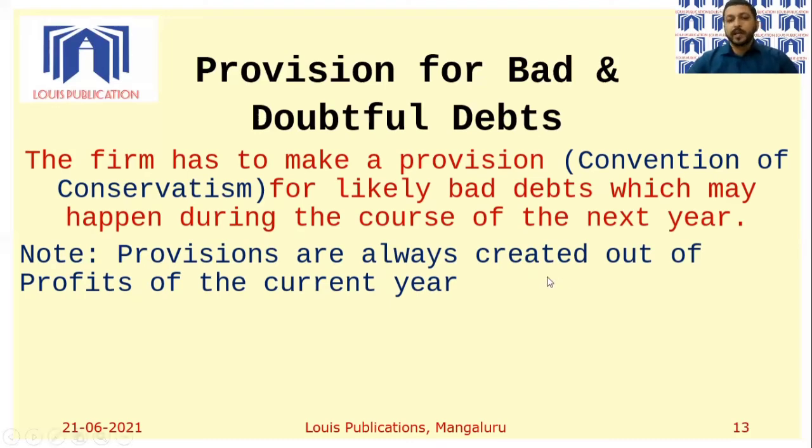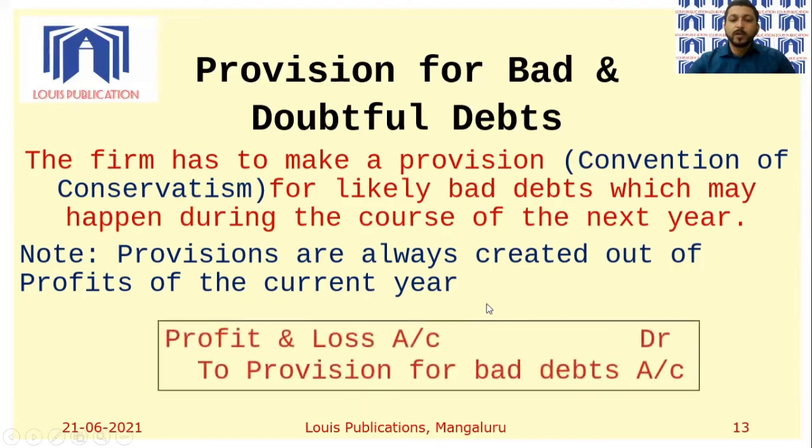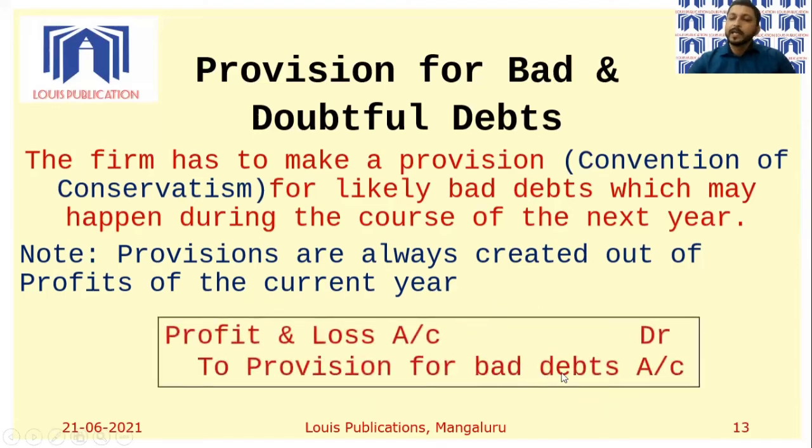Now, what is the journal entry? As I said, provisions are created out of profits, which means the profit will decrease. When I say profit will decrease, the profit and loss account belongs to nominal account. Debit all expenses and losses. And provisions will always show a credit balance. So the adjusting entry for provision for bad and doubtful debts would be profit and loss account debited to provision for bad and doubtful debts. Not just provision for bad debts, provision for bad and doubtful debts. So this is the adjusting entry that we have.